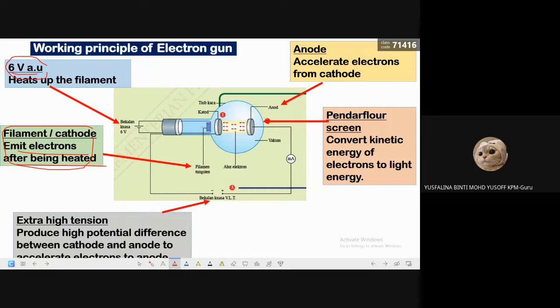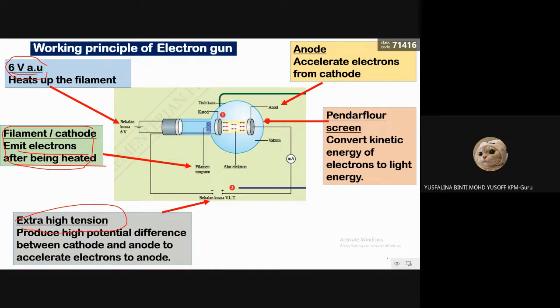So there we have enough energy, and the energy will be converted to heat, right? Then after that, they will release the electron, after the electron gains enough energy to release from the surface of the metal. Then after that, we have another one, which you call the extra high tension.